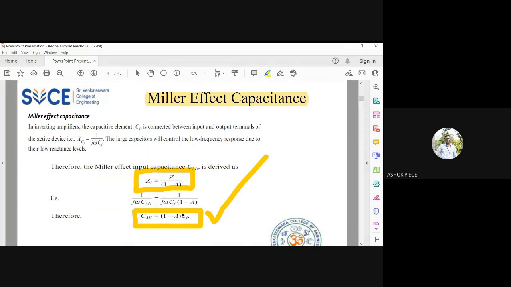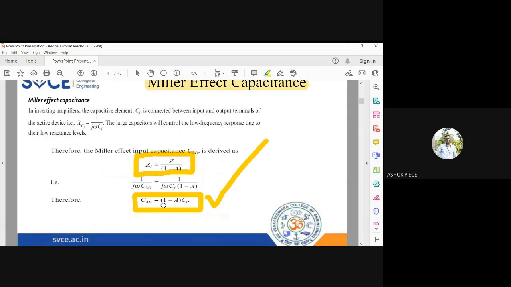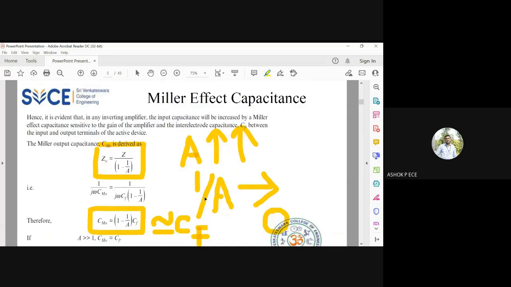A value is very large. Even though I do 1 minus A, it is not going to give any simplified value anyway. But in the second case, since I have 1 minus 1 by A, if the voltage gain of the amplifier is very, very large, then 1 by A will be a very, very small number. So I can assume 1 by A is 0. So Cm0 is approximately equal to Cf. On the input side you will have 1 minus A into Cf. On the output side I will have only Cf. Okay, I am taking the approximate value of the Miller capacitance.